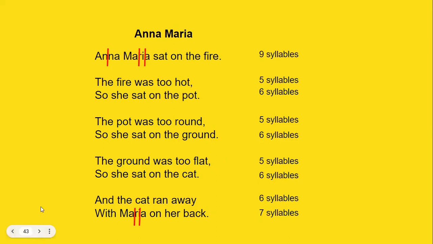Let's have a look at the metre. Anna Maria. Maria has got 3 syllables there. Sat on the fire, 9 syllables. The fire was too hot, so she sat on the pot. 5 syllables and 6 syllables. And again, you see that same pattern happening. 5, 6, 5, 6. The pot was too round, so she sat on the ground. The ground was too flat, so she sat on the cat. And the cat ran away with Maria on her back.